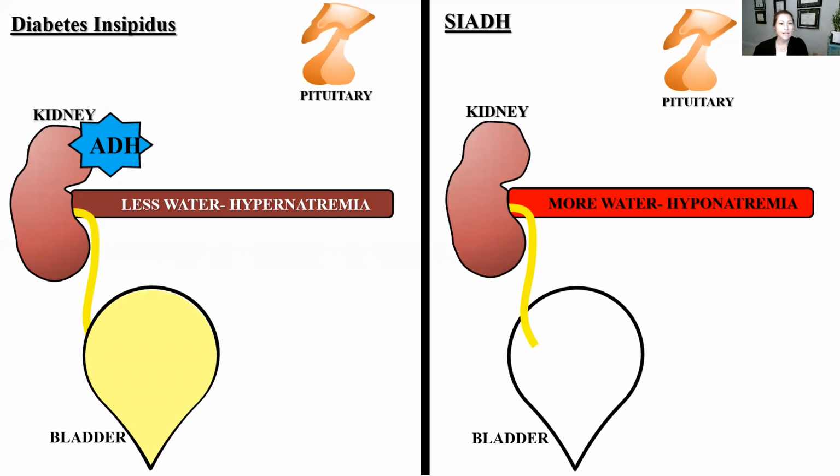In SIADH, it's the opposite. You have too much ADH, so you're conserving too much water. All of that water will go into the bloodstream and dilute the bloodstream. So you get a hyponatremia, and then you'll get a very small amount of concentrated urine. We'll go into those in specifics on the next slide, but let this remind you: diabetes insipidus, we don't have enough. SIADH, we have too much.